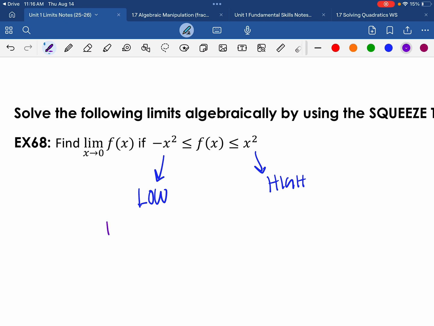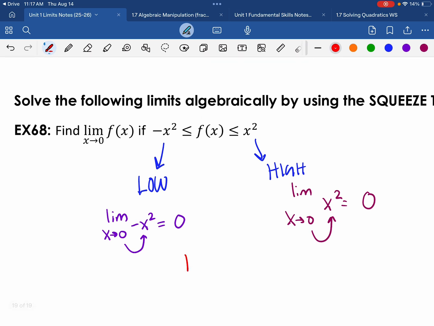So I'm going to take the limit as x approaches 0 of negative x squared. When you directly sub in 0, what are you going to get? 0. And then I'm going to do the same thing for the high function, the limit as x approaches 0 of x squared. When you directly sub in 0, you get 0. So because the limit of the low function on the bottom is 0, and the limit of the high function on the top is 0, what can I say about the limit as x approaches 0 of f of x? It's 0. So the limit as x approaches 0 of f of x is also 0, and I know that by squeeze theorem.